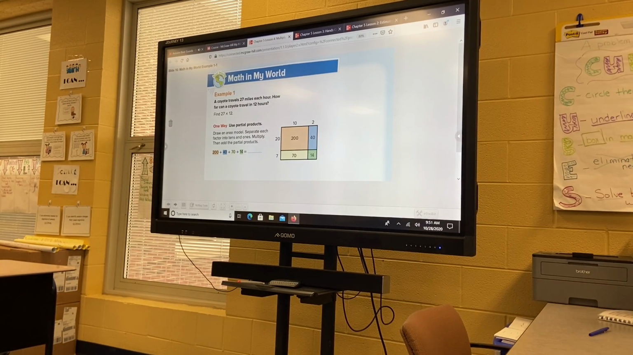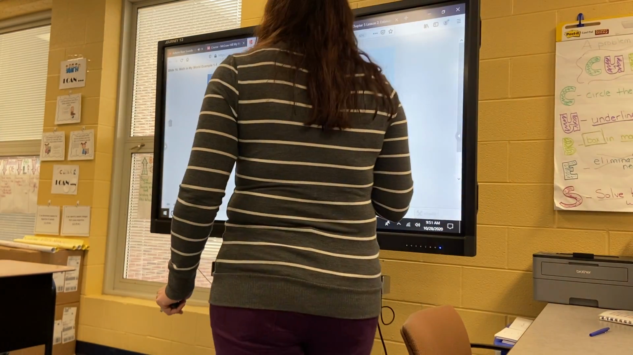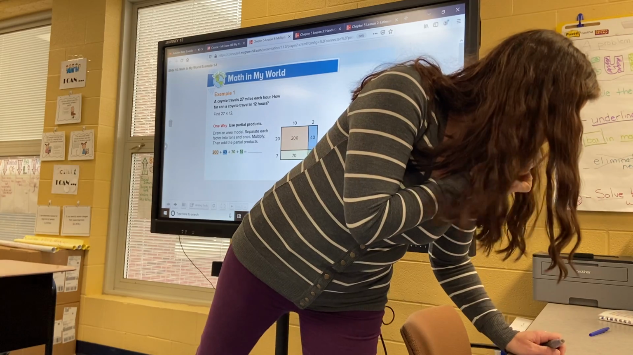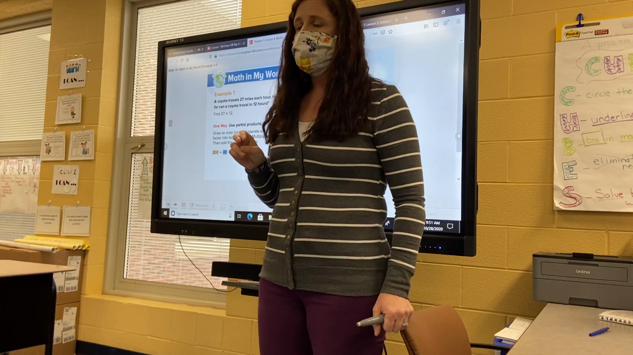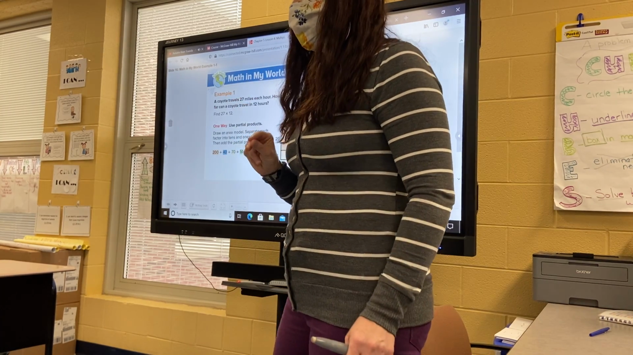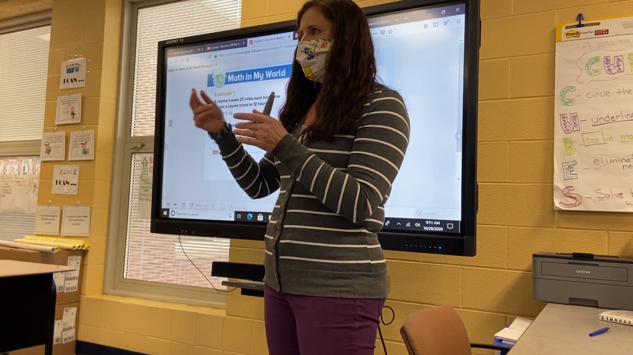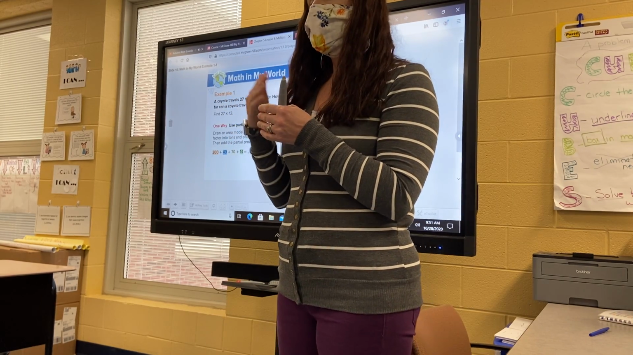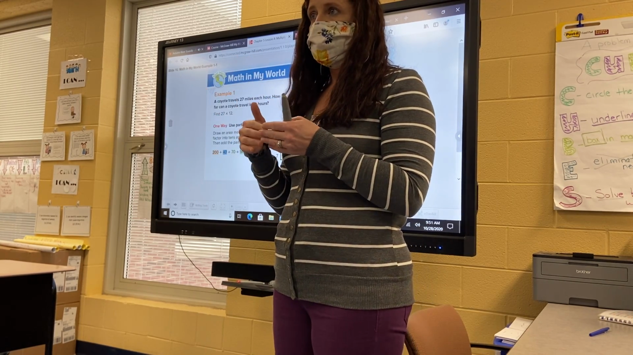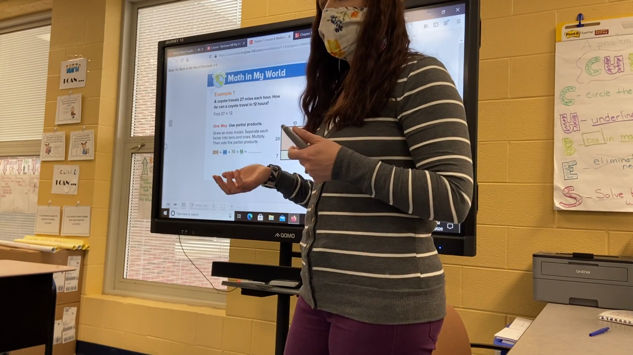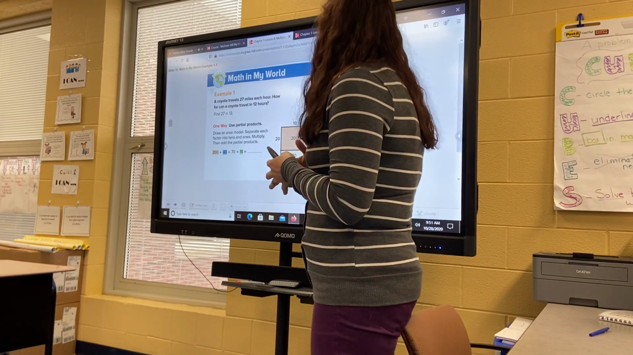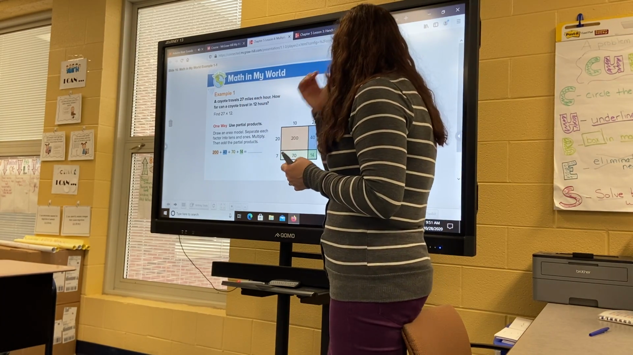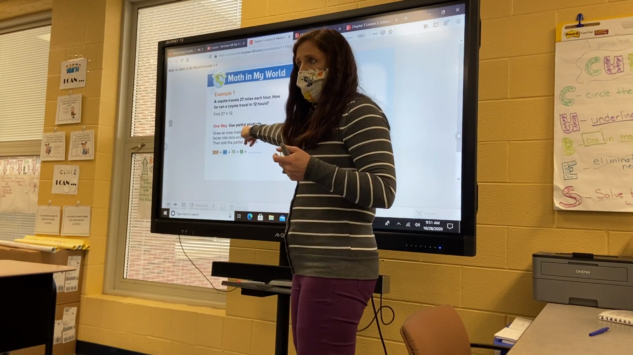Okay, boys and girls, we are on page 299, chapter 5, lesson 4. We're going to start talking about multiplying a 2-digit number times a 2-digit number. We did that in lesson 1, but it was in multiples of 10, and then we did it with estimating, and then we started using the distributive property to multiply. Now we're going to be using the area model, also known as partial products.